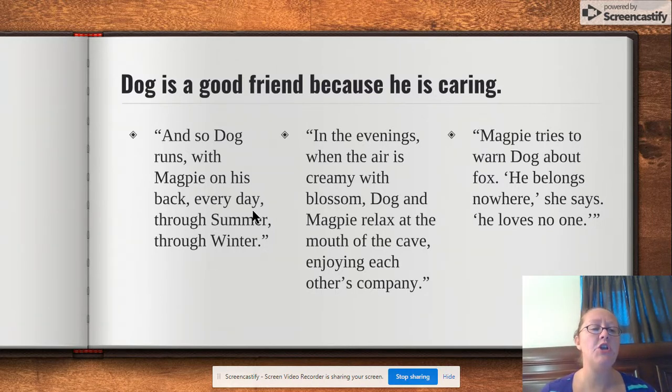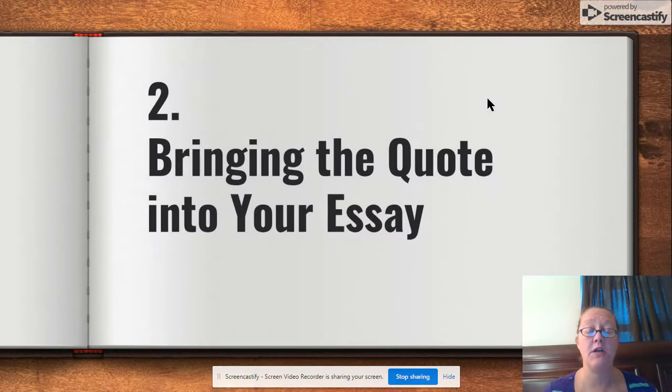I think I'm going to choose this one. This one has the exact words and actions that I'm looking for to show my reason, and I could explain it well. So I'll be able to explain it in my writing also.